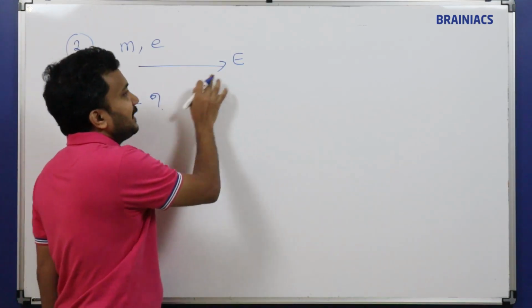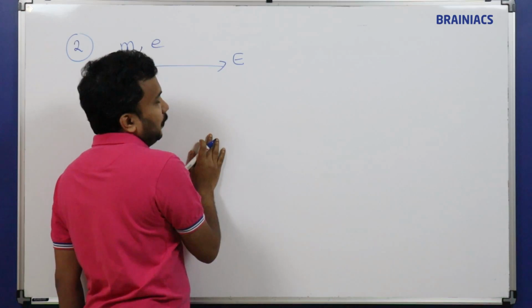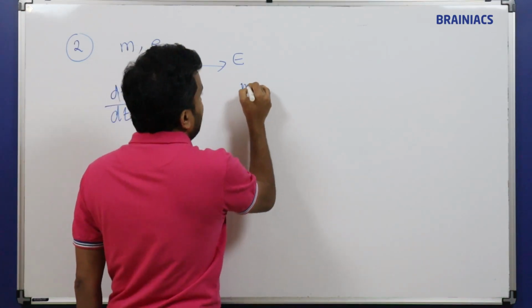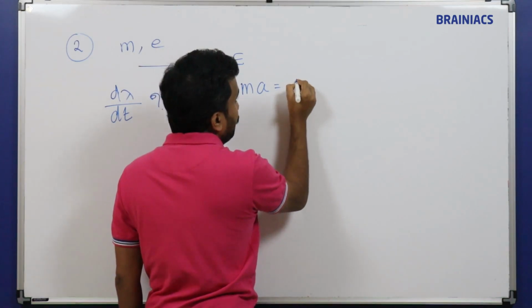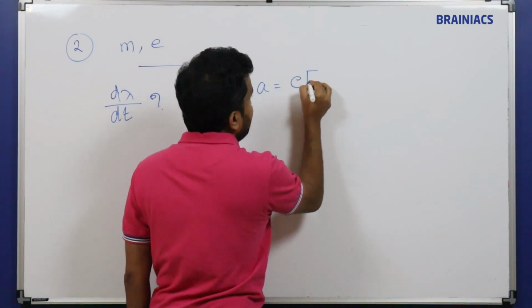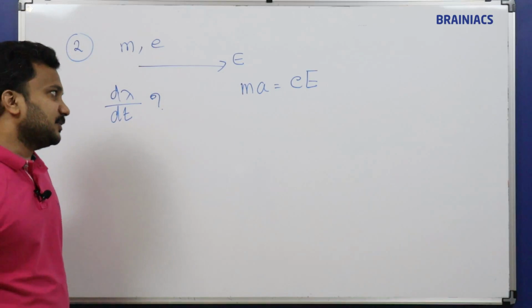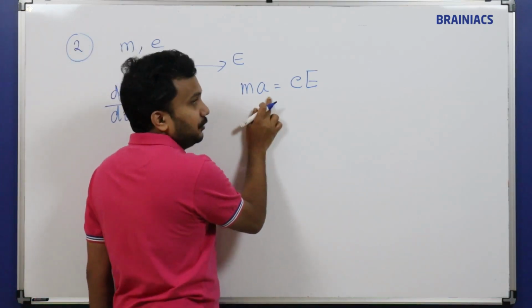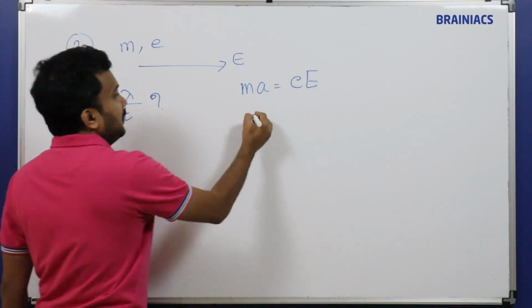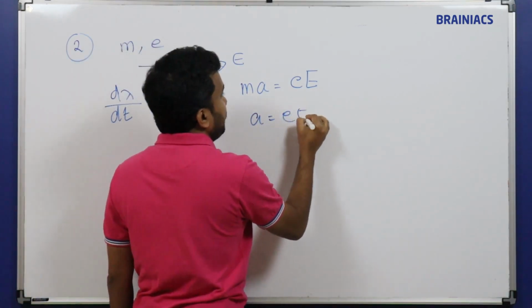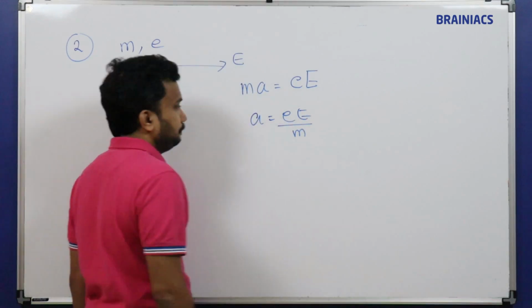When an electron is accelerated, mass of electron into acceleration of electron, F is equal to ma. F is equal to QE, and the charge Q I am writing as e, so F is equal to eE. Many places we have seen this equation. F is equal to ma, F is equal to eE, so both equations can be equated. So here acceleration equals eE divided by m.